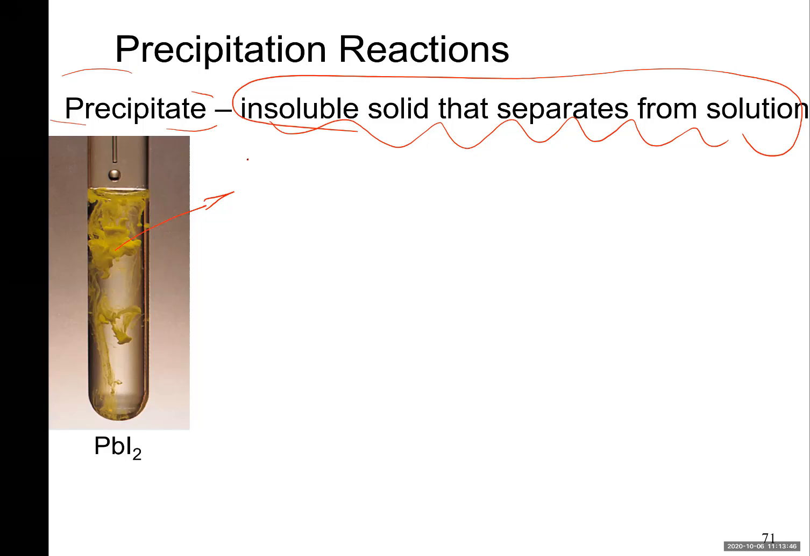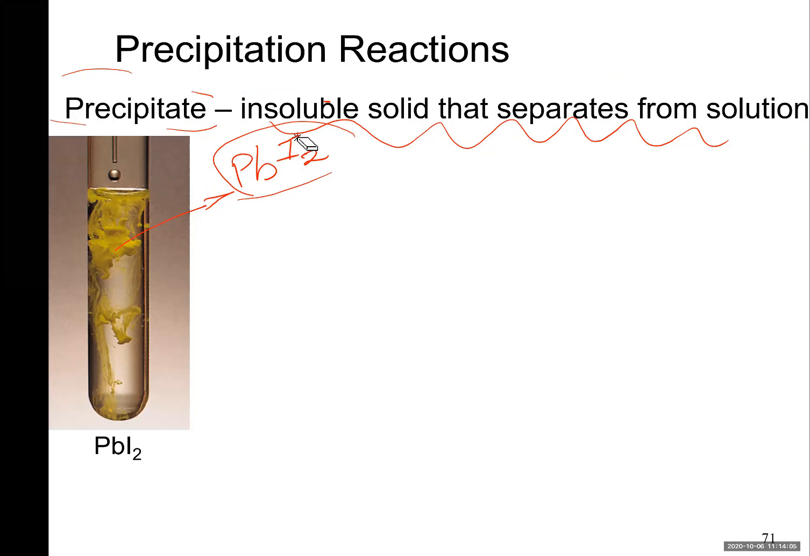This is PbI2, which is not soluble in water. How do I know it's not soluble in water? I give you a table that you can use to predict the solubility of compounds, and you will use that. Is there going to be a chart or table with the charges for the polyatomic ions? Yes. Okay.